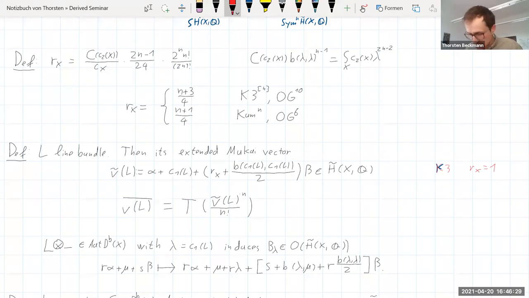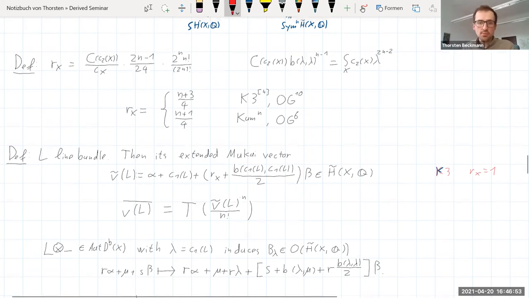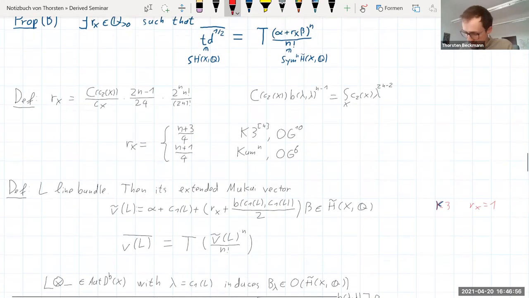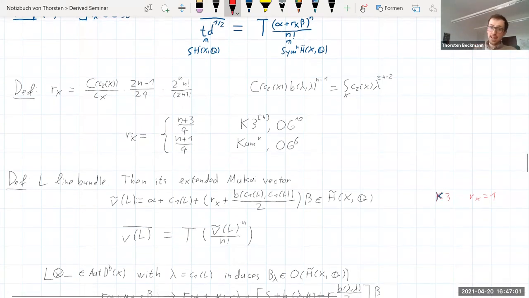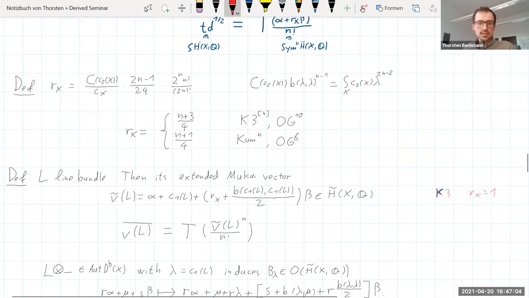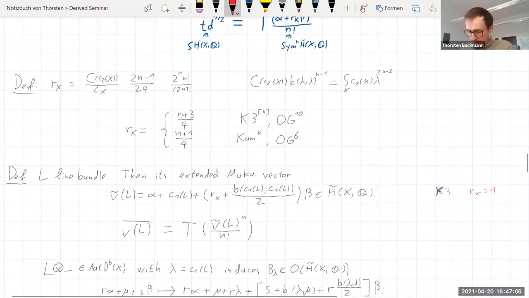So the alpha component is fixed. On mu, I have mu and r times lambda. Then on the beta component, I have the pairing of lambda and mu, and I take r times the self-pairing of lambda over 2. That's also sometimes called an Eichler transvection. So from the proposition, using the fact that we know how tensoring with a line bundle acts on the extended Mukai lattice, this makes it immediate that this property holds.